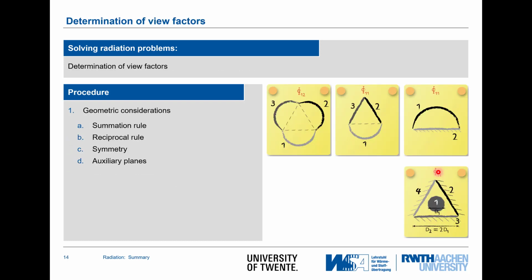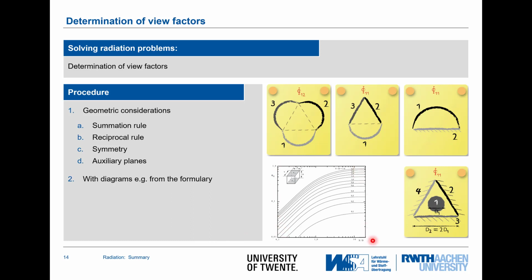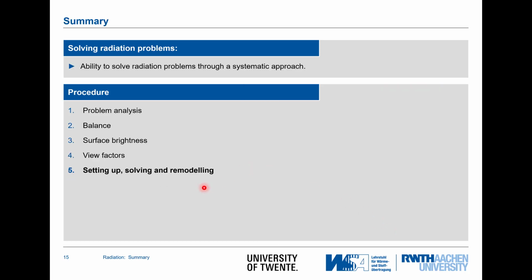View factors. We can determine view factors using the summation rule, reciprocal rule, symmetry, auxiliary planes. We did train that in a specific video. You see here a few panels from Heat Quiz where the question is for the view factors, or you can go and take the diagram from the formulary. We have presented there 2 diagrams to be used for rectangular configurations. And at the end then we need to set it together, solve and remodel it maybe.